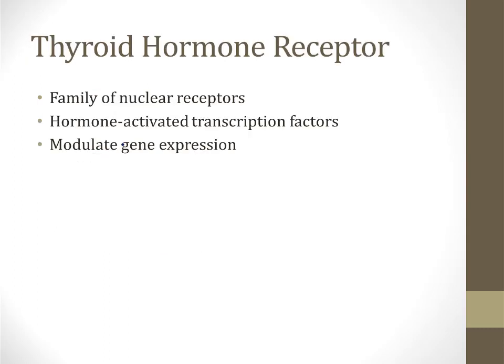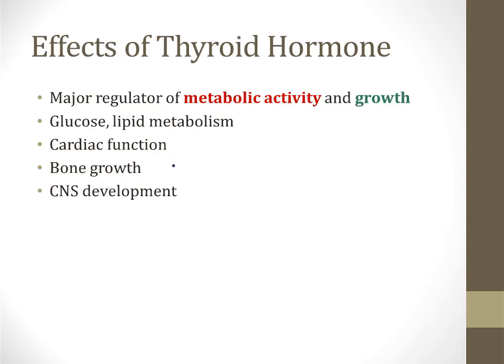Thyroid hormone exerts its effect on cells via the thyroid hormone receptor. This is part of a family of nuclear receptors. They are all hormone-activated transcription factors, and the net result is that thyroid hormone exerts its effect on cells by modulating gene expression. There are many, many effects of thyroid hormone on the cells of the body, but one way you can remember them all is by remembering that thyroid hormone is a major regulator of metabolic activity and growth. So as we will see, it has an impact on glucose and lipid metabolism. It can also influence cardiac function, and then in terms of growth, thyroid hormone is very important for normal bone growth and normal CNS development.